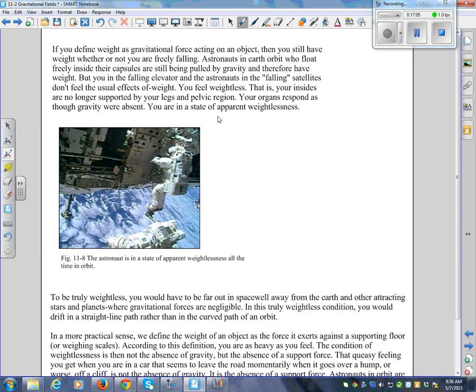If you define weight as gravitational force acting on an object, then you still have weight whether or not you're freely falling. Astronauts in Earth orbit who float freely inside the capsules are still being pulled by gravity. Don't get the idea that there's no gravity there. Not true, and therefore they have weight. But you in the falling elevator and the astronauts in the falling satellites don't feel the usual effects of weight. You feel weightless. That is, your insides are no longer supported by your legs and pelvic region. Your organs respond as though gravity were absent. You are in a state of apparent weightlessness.